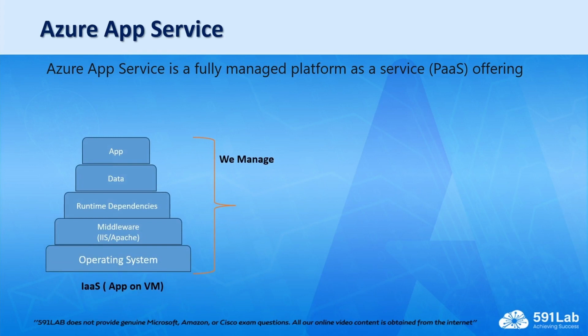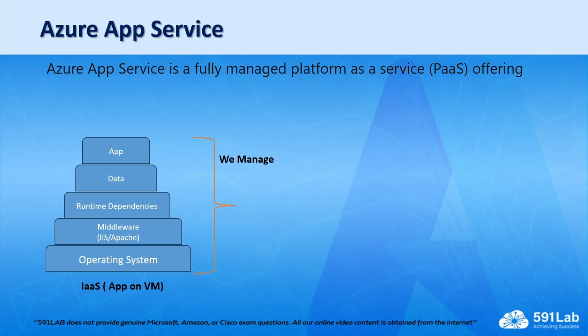To host and run an application on a virtual machine, first we need to create a virtual machine by choosing the operating system. It could be Windows or Linux. Then we need to install and configure a middleware platform like IIS or Apache. Middleware platforms are basically going to host the application. Later on, we also need to install some runtime dependencies. It could be dependencies related to the application, or dependencies related to the data. After that, we need to upload our data, and finally, we can install our application.